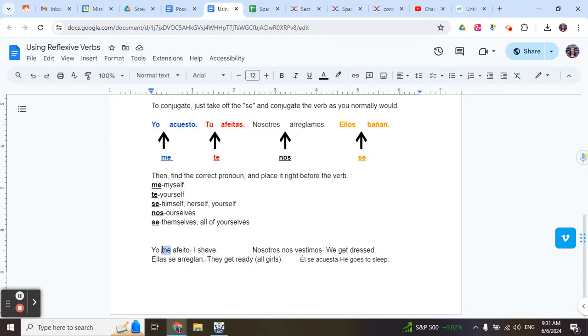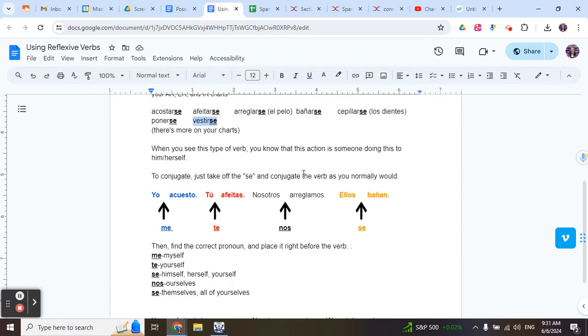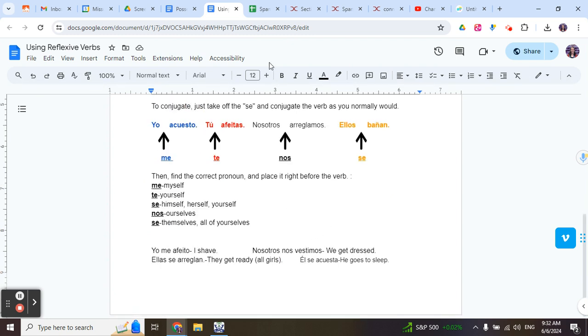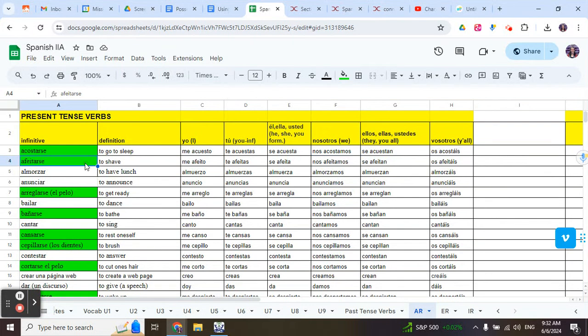Yo me afeito. That se is no longer a se. Notice how now it's me, because I'm talking about myself. So from the verb vestirse right here, we take the se off the end. We conjugate this IR verb into the nosotros form. We can look on our IR chart and see the nosotros form is right there. So vestimos, and then the nos goes right in front of it. As you look at your charts and all these green ones, you can see they're all conjugated for you, but I want you to also get in the practice of doing this for yourself.